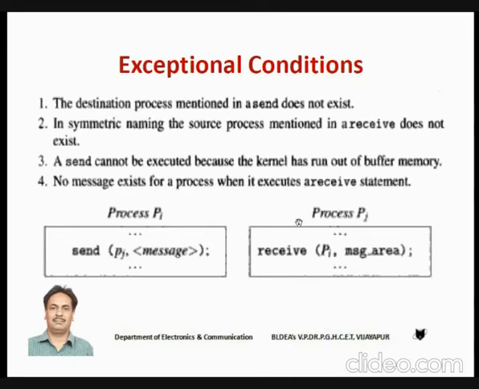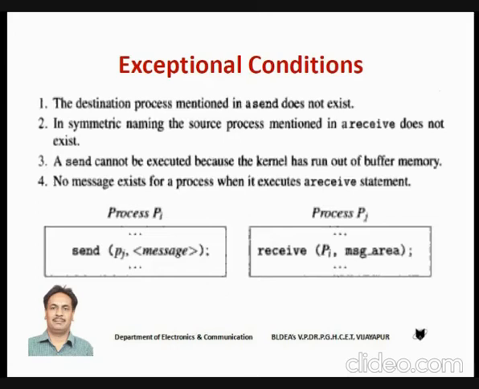By that time, the send might not have executed. Because it is something like parallel processing, we don't know which process will execute first. We don't know whether send will execute first or receive is executed first. It may so happen that a receive statement might have executed, but there may not be the corresponding send instruction. So these are the four exceptional conditions we have.